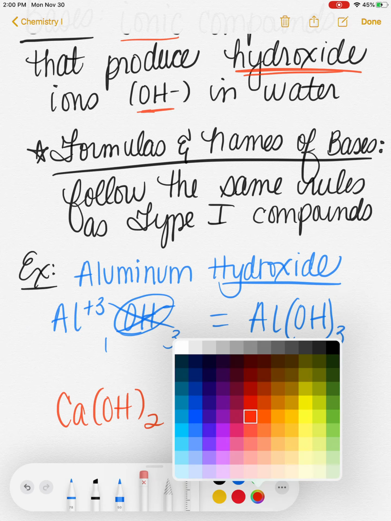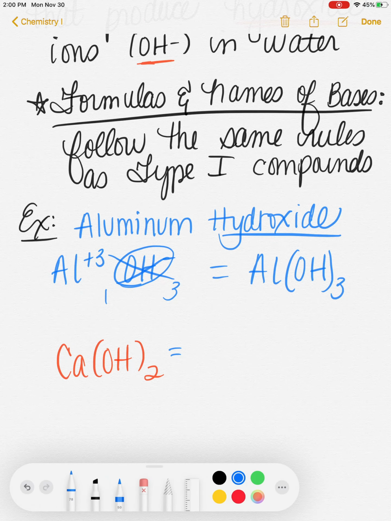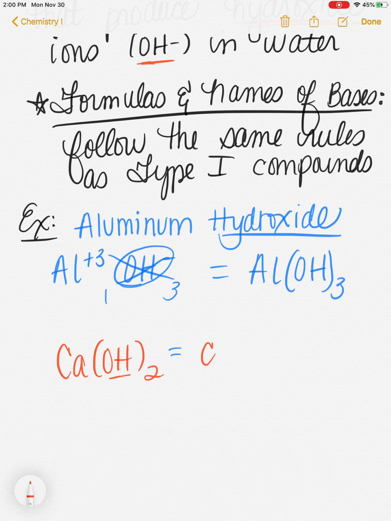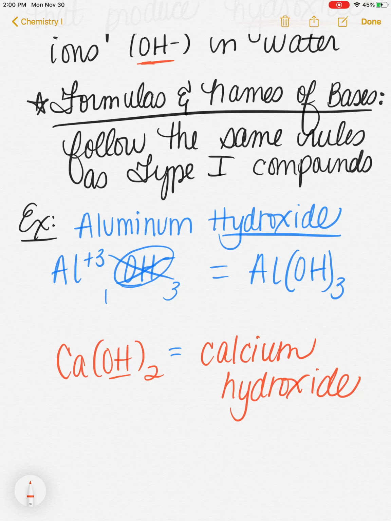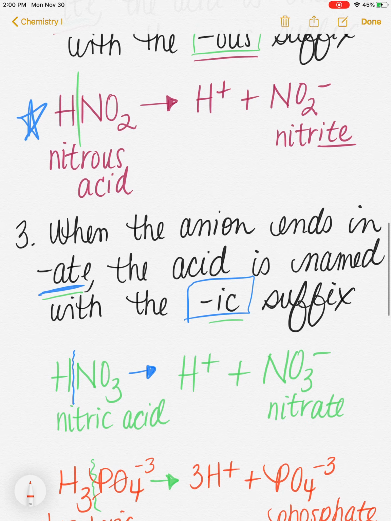Then if we were to flip this around, and this time I gave you the formula, so it's Ca(OH)2, notice there's parentheses with the 2 outside. This would be called calcium hydroxide because calcium is Ca and it has an OH-. And that is the basics of acids and bases and how you name them and write their formulas. For more information, please see section 9.4 of your e-text.